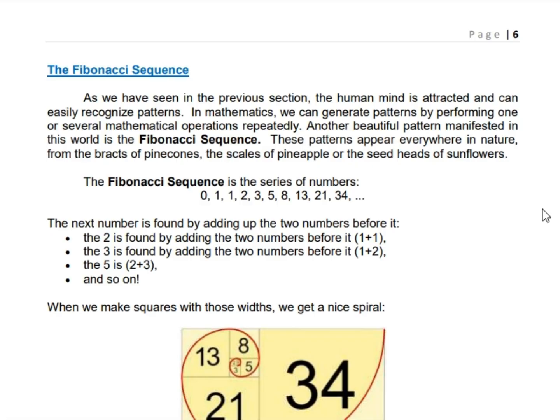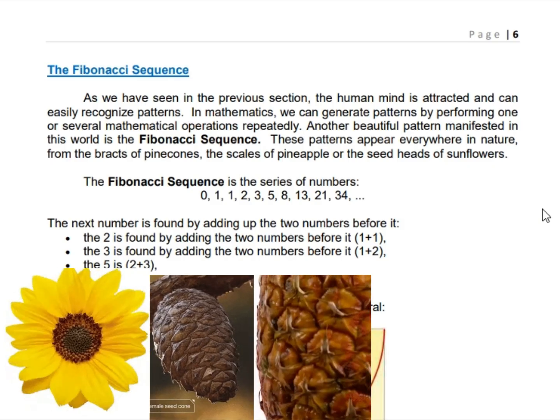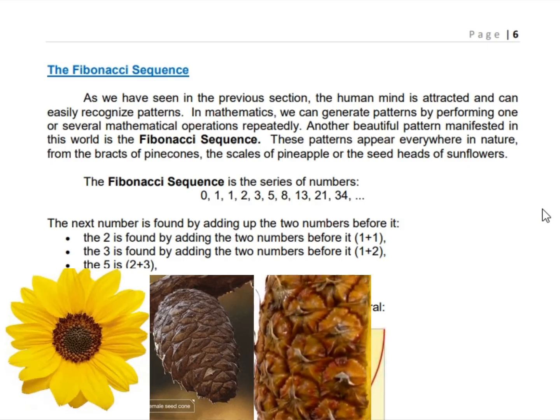Another beautiful pattern manifested in the world is the Fibonacci sequence. These patterns appear everywhere in nature, for example in flowers, the bracts of pine cones, the scales of a pineapple, or the seed heads of the sunflower.